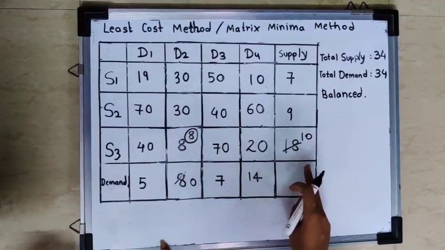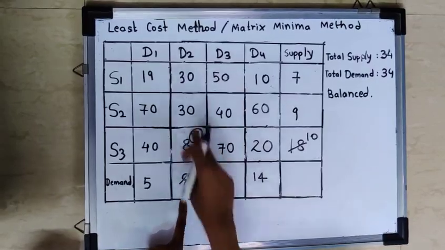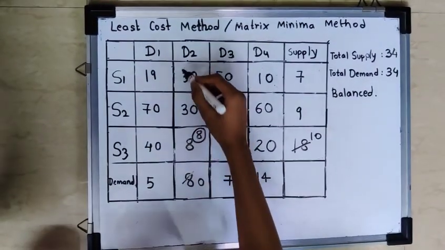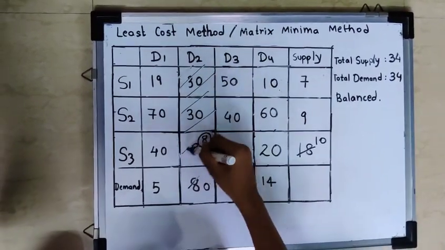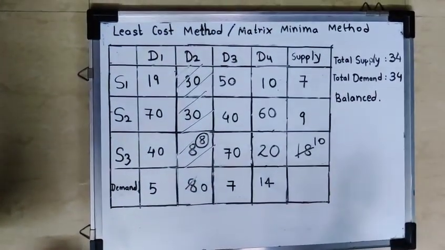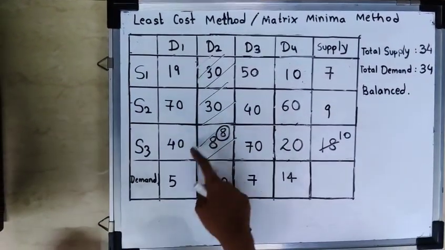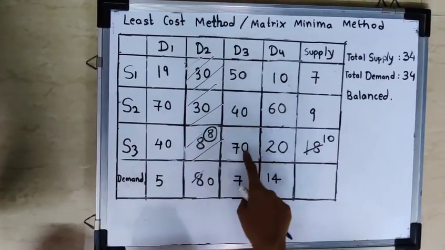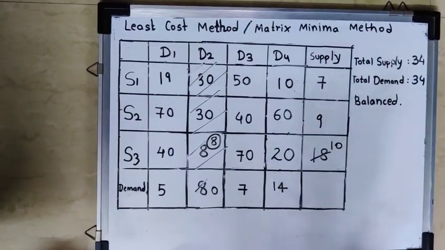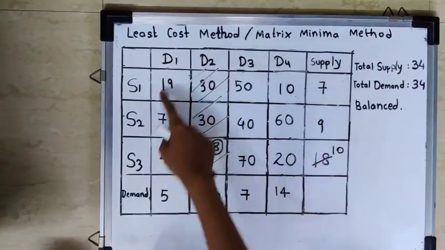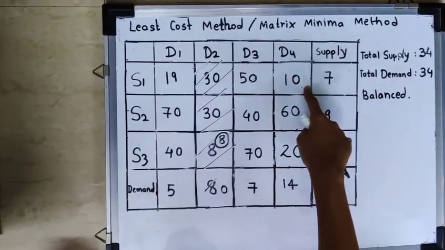Now whichever row or column becomes 0, we are going to eliminate it. Here the column of D2 has become 0, so let us eliminate it. Now after eliminating it, we have the options 19, 70, 40, 50, 10, 40, 60, 70, 20. Whichever is of the least value, we allocate there. Among these values, 10 is the smallest. So for this 10, we are going to make an allocation.